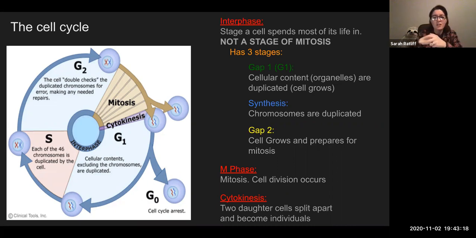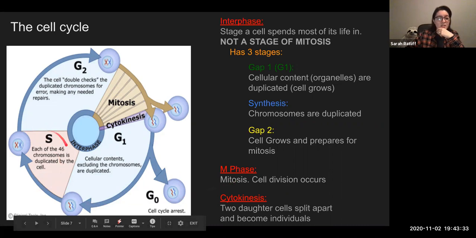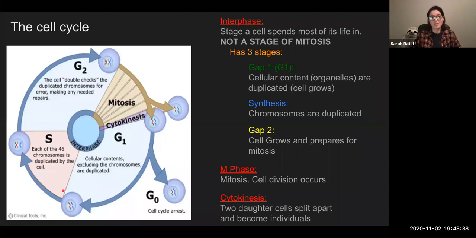So during G1, our cellular content, so our organelles, our DNA, all that good stuff, they are duplicated and our cell is growing a little bit. Then moving on to this phase, the S phase, our chromosomes are going to be duplicated. Remember, we want exact copies of that DNA so we can have exact copies of this cell. So we're gonna need to duplicate those chromosomes so that when it does separate and create a new one, we have the same number of genetic material and genes and chromosomes, all that good stuff in both of those cells.